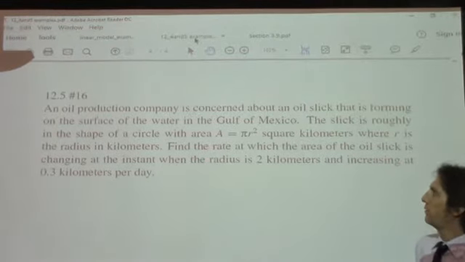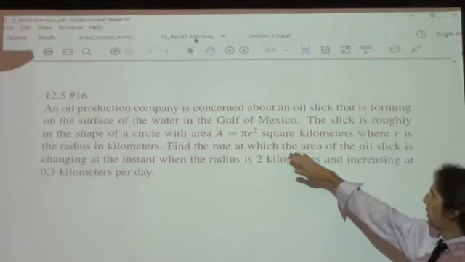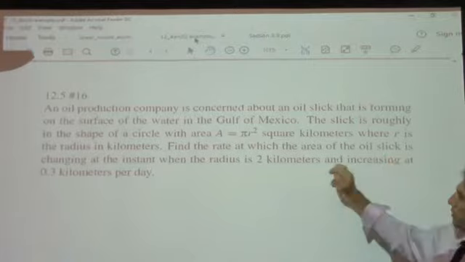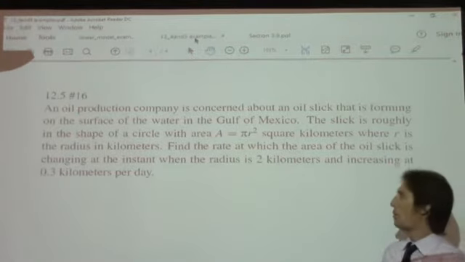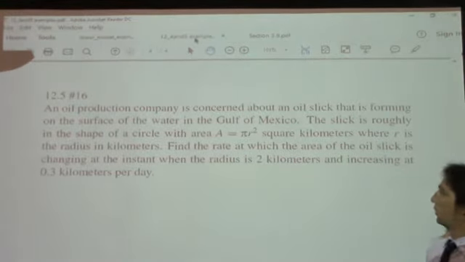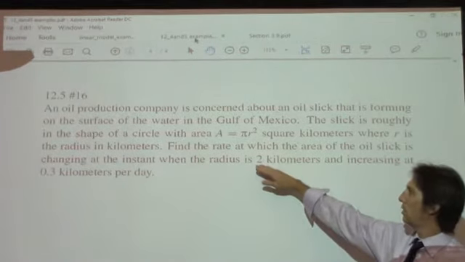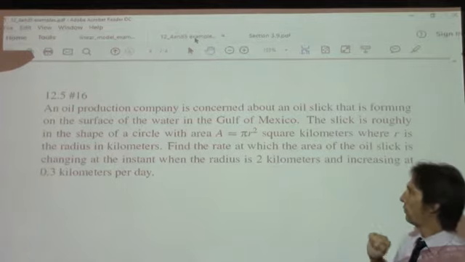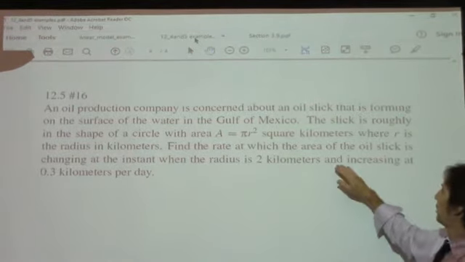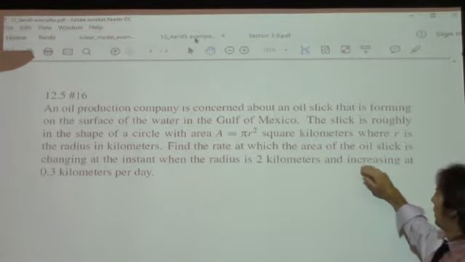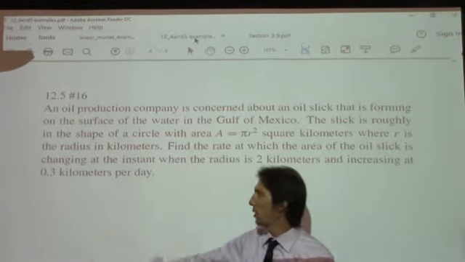And what we're looking for is the rate at which the area of the oil slick is changing at the moment when the radius is 2 kilometers. And not only do we want to know at the moment when the radius is 2 kilometers, but we want to assume here that the radius is increasing at 0.3 kilometers per day.